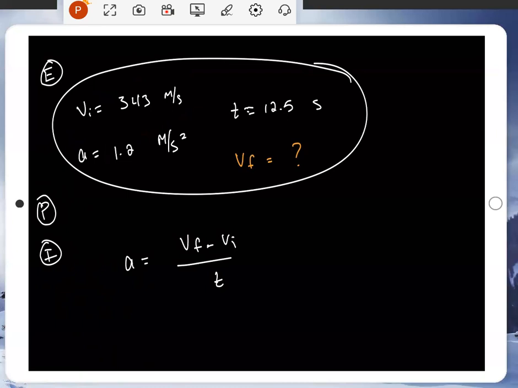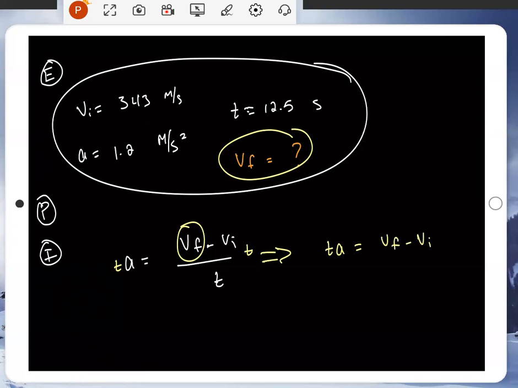If you want to do it real quick, we got to solve for vf, right? So why don't you walk me through how to solve for vf? Because that's what we want. Yes. So you're first going to multiply by t on both sides. Good. So what's the new equation? Then it's t times a equals vf minus vi. Good. I agree.